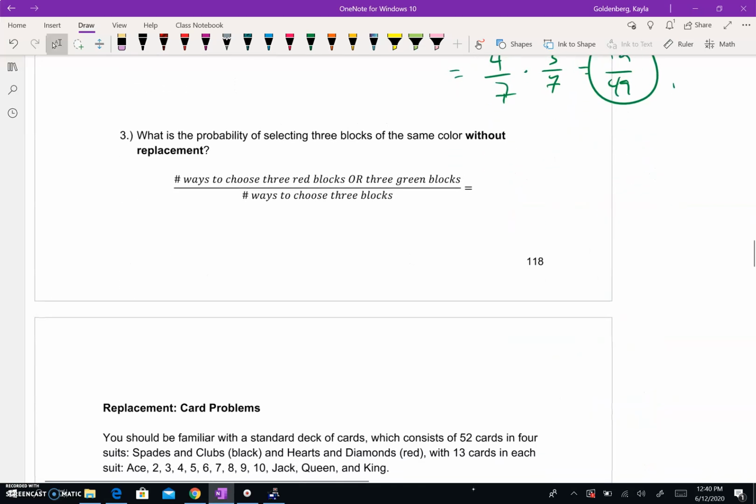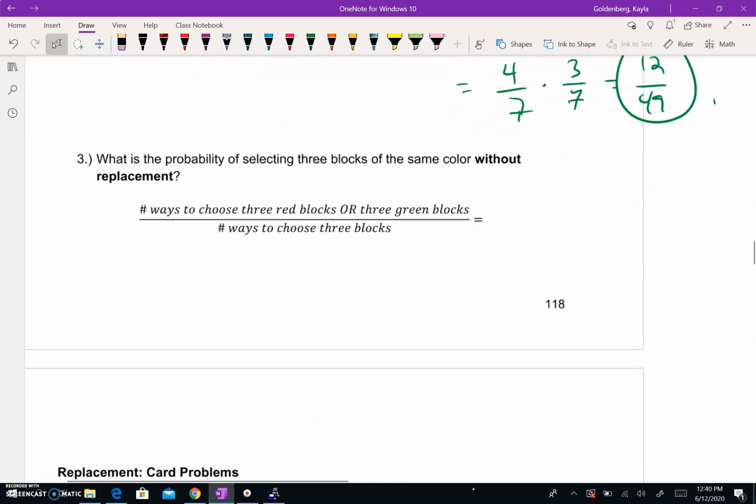The last one with this way of thinking is what is the probability of selecting 3 blocks of the same color without replacement? So we are not replacing them. We want to think through the number of ways to choose 3 red blocks or choose 3 green blocks. So remember when we do or, we want to be adding our 2 fractions. Thinking back to the Halloween candy, you add how many Snickers and how many Milky Ways if you want the probability that you'll pick either candy.